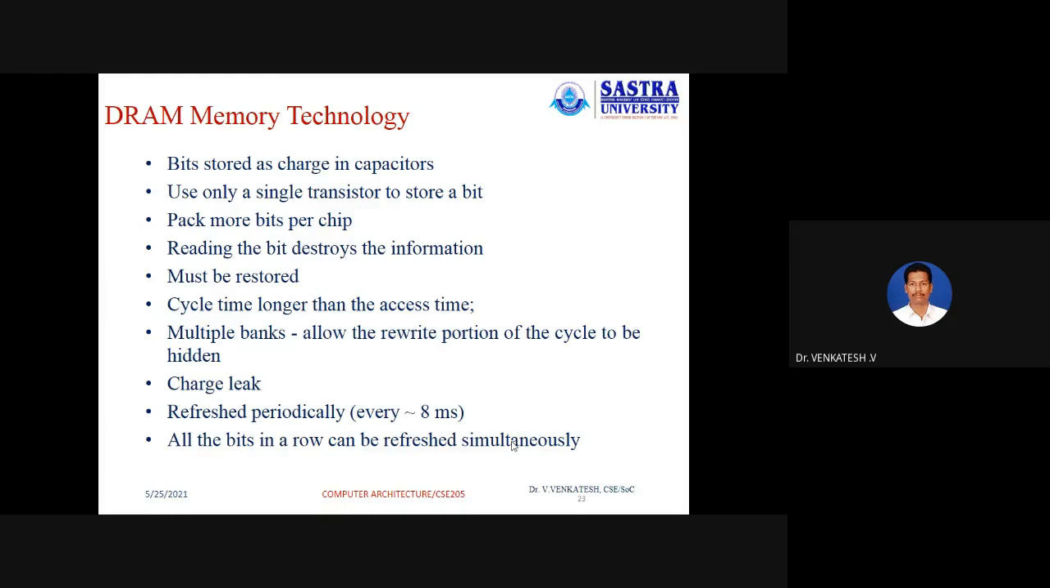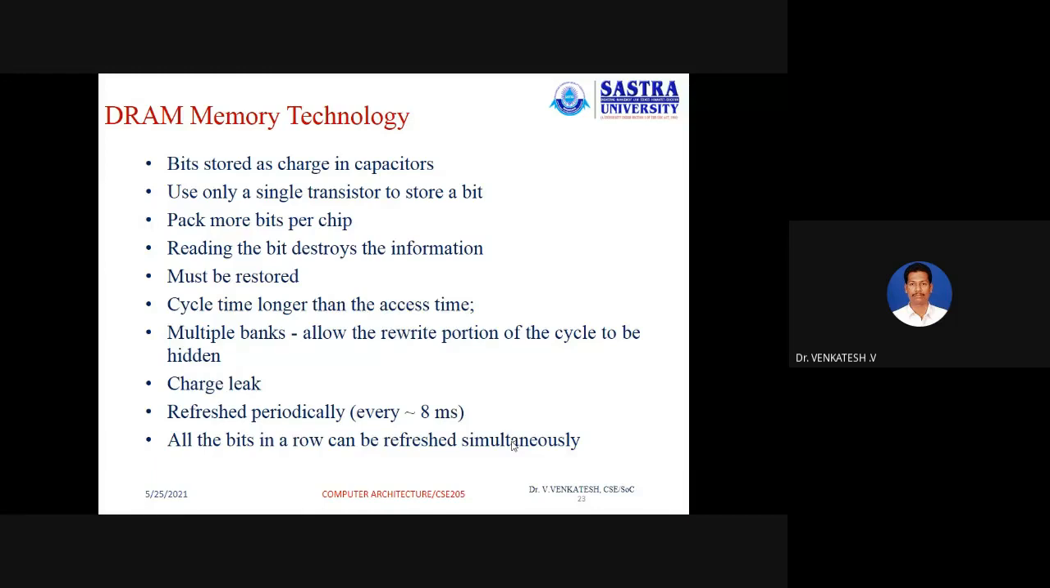So we are going to pack more bits per chip. Why? Because if I use DRAM, only one transistor is used, so the packaging will be more, and I can use more. The memory bandwidth is going to be more. How? We are going to use one single transistor.